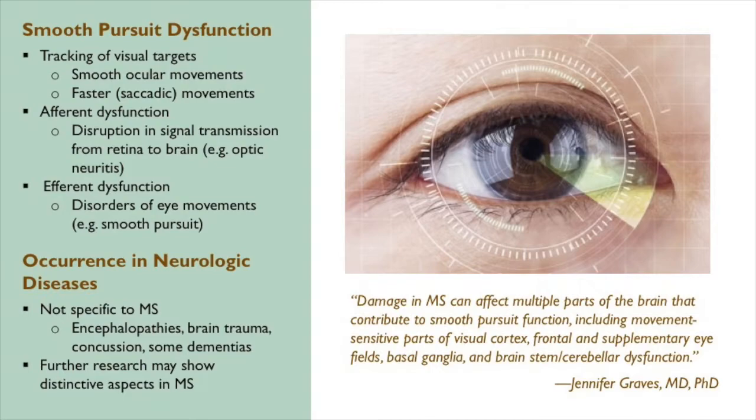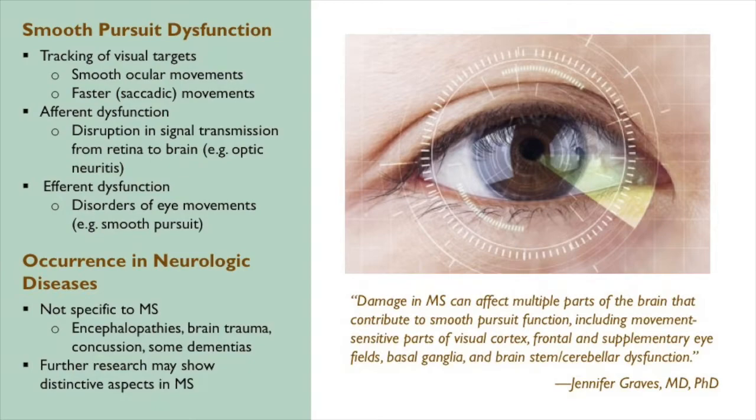So there are many different types of visual dysfunction in MS. We largely group them into afferent and efferent dysfunction, afferent being more along the lines of optic neuritis and losing the ability to transmit signal effectively from the retina to the brain. And we have efferent dysfunction, which tends to generally refer to disorders of eye movement. So smooth pursuits fall more in the category of efferent visual dysfunction.